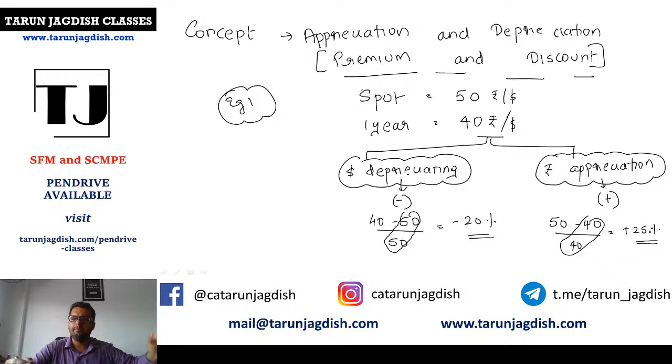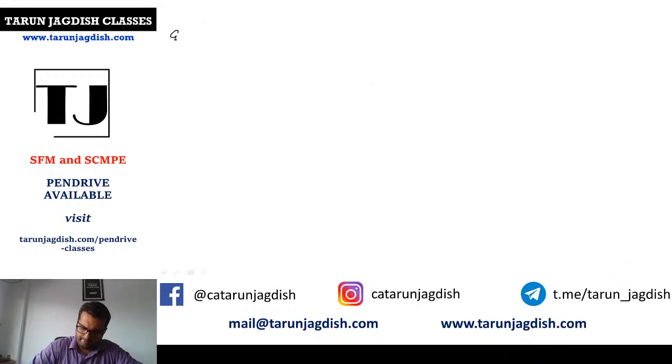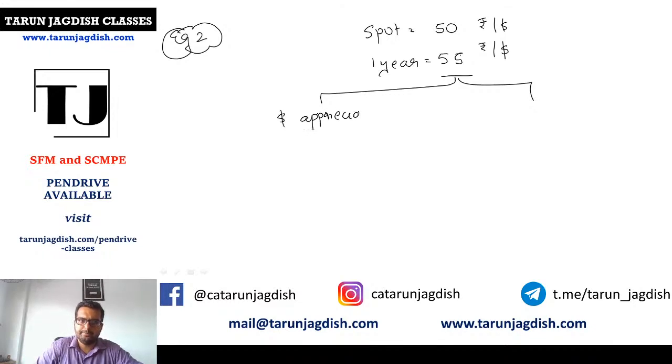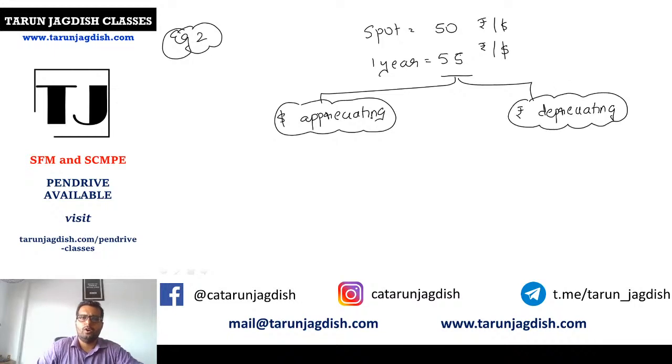Alright friends, now I'll give you example number 2. If the spot rate is 50 and after 1 year the rate is increasing to, let us say, 55. Now 50 rupees per dollar, 55 rupees per dollar. Here what is happening? Dollar is appreciating, and if the dollar is appreciating, what is happening to the rupee? Can you tell me? Rupee is depreciating. Am I right? Alright.